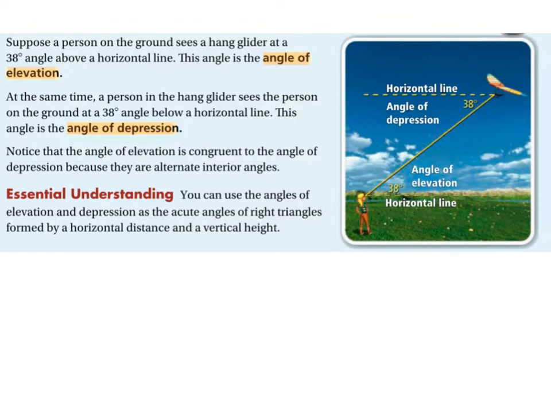Got it? You can use the angles of elevation and depression as the acute angles of right triangles formed by a horizontal distance and a vertical height, meaning you could say this vertical height right here would make the triangle, right? You would have this side, this is the perfectly horizontal, this is the perfectly vertical. Here you have a 90 degree angle right there. Okay, and then this transversal line becomes the hypotenuse.